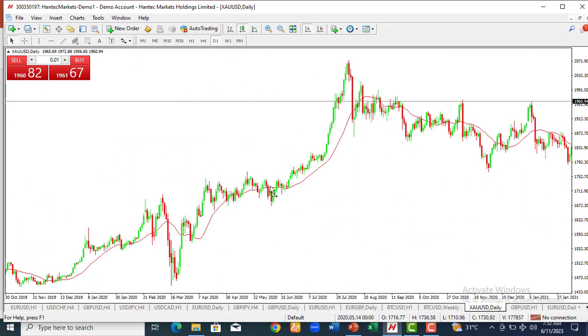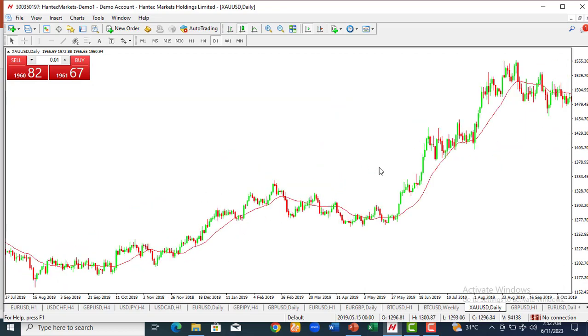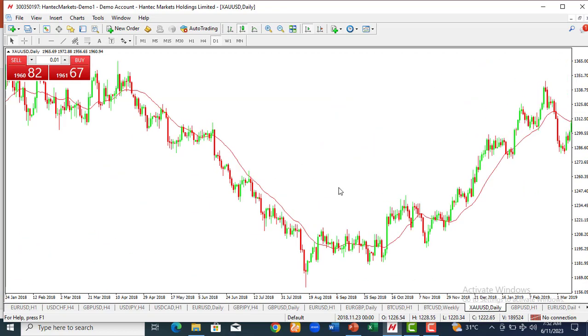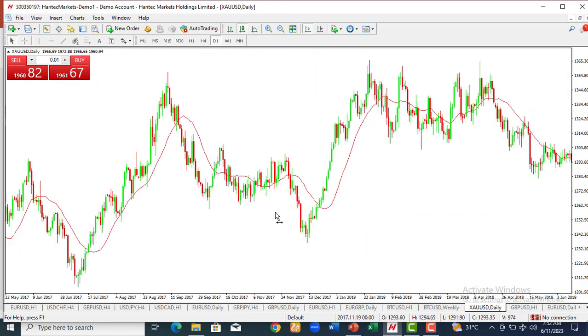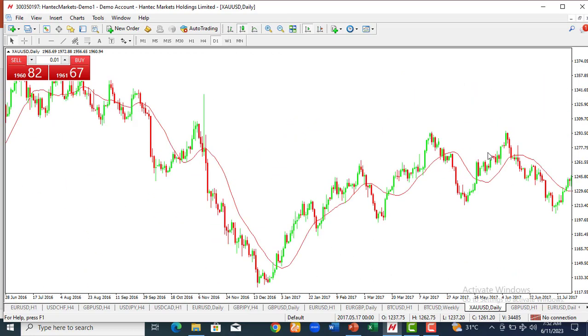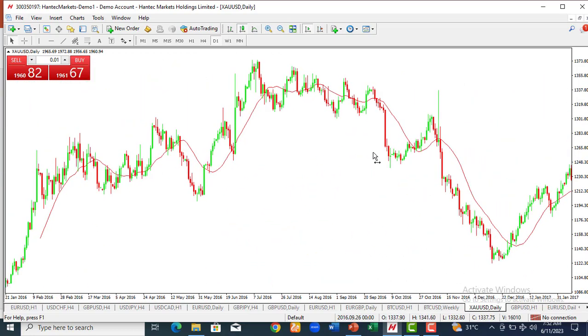That's a double bottom in the market. So the difference is that the double top or the M pattern is found at the resistance zone, while the double bottom or the W pattern is found at the support zone.